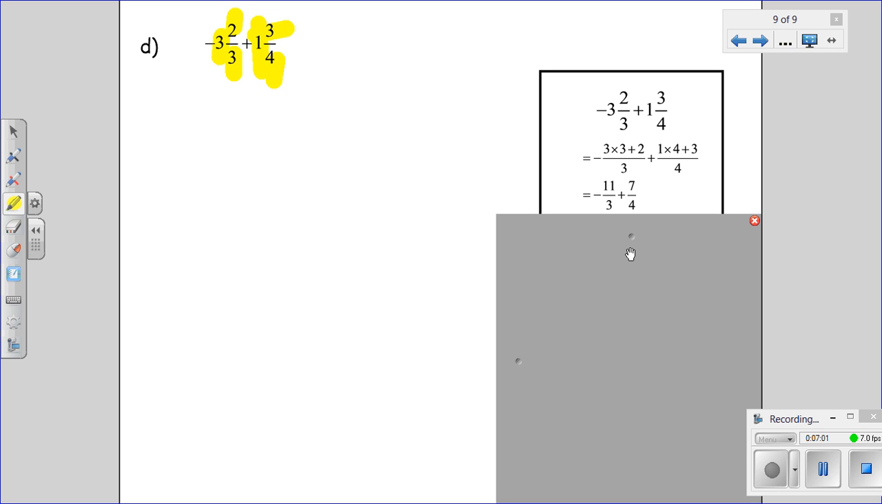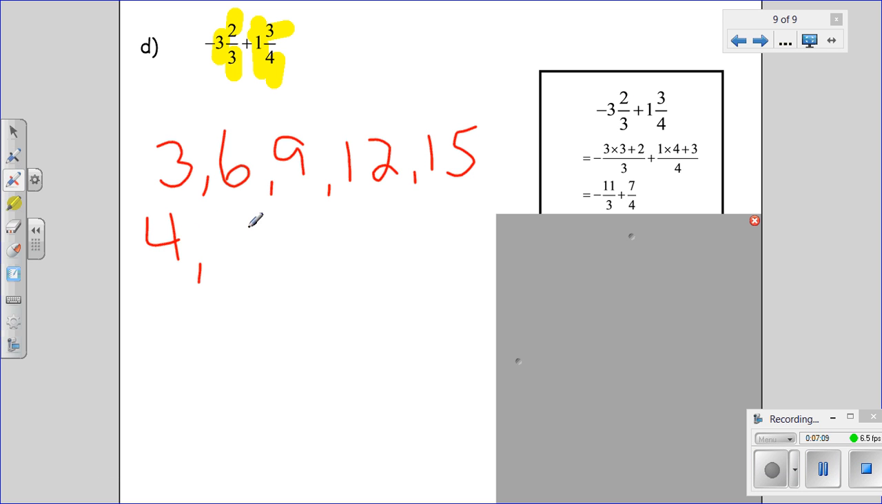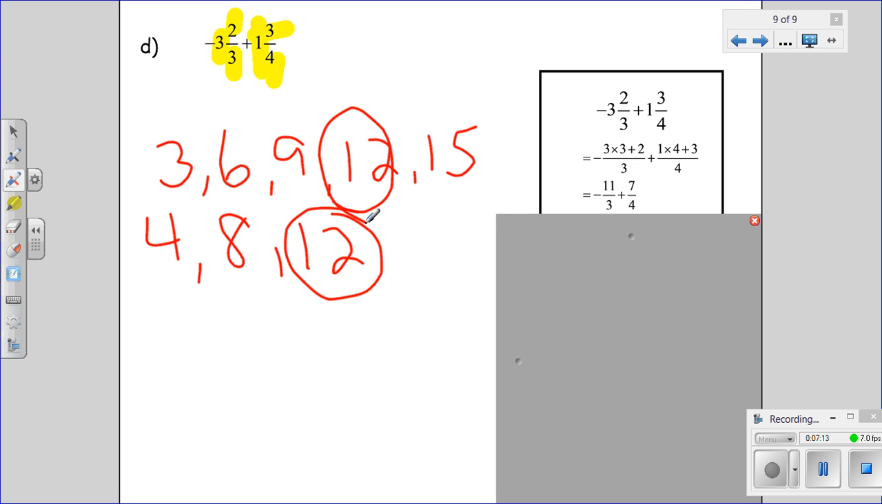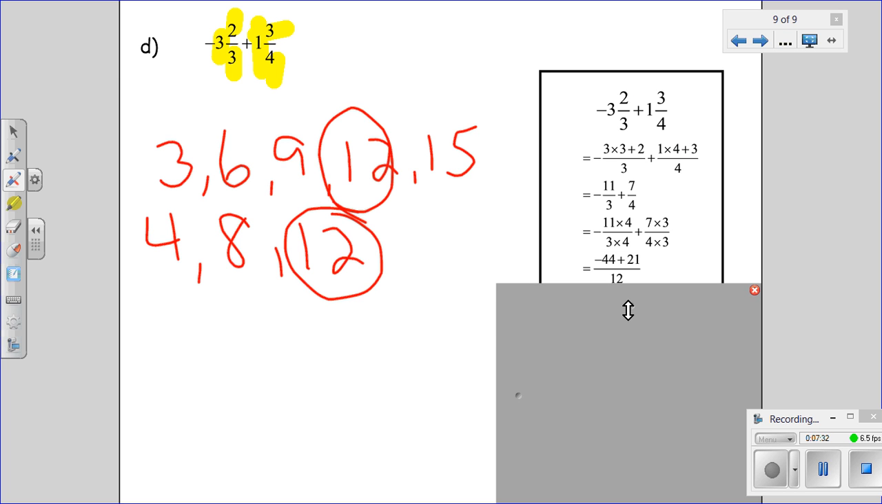The least common multiple, if I'm doing my multiples of 3 and 4: 3, 6, 9, 12, 15, and so on. For 4, we have 4, 8, 12. Oh, wait a minute. 12 is the same for both of them. I have to multiply the 3 by 4, which means the 11 also gets multiplied by 4. The 4 in the denominator needs to be multiplied by 3, which means the 7 is also multiplied by 3. 11 times 4 is 44, and 7 times 3 is 21, and the denominator is the same, so we write that all over one denominator.